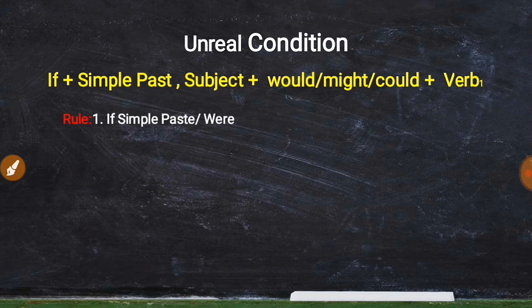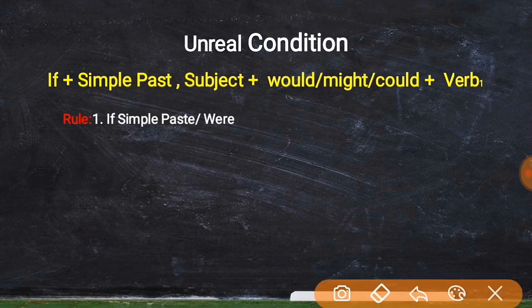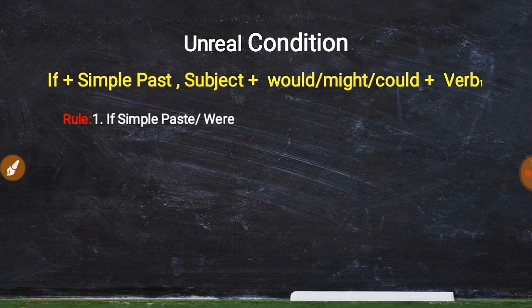So let's see the rules. For the unreal conditions in the simple past, there will be the "were" form. There is no use of "was" here. In the simple past we say "I was a doctor", but it is not "I were a doctor" in the normal case. So it must be memorized.